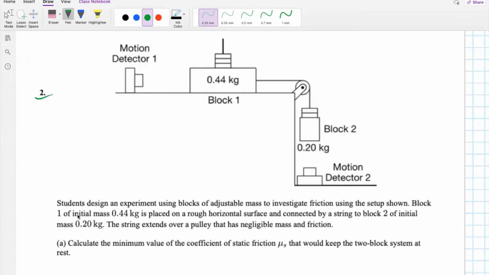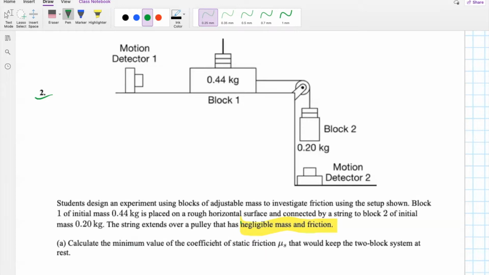Block 1 of initial mass 0.44 kilograms is placed on a rough horizontal surface and connected by a string to block 2 of initial mass 0.2 kilograms. The string extends over the pulley that has negligible mass and friction. So here we do not need to concern ourselves with the rotation or rotational kinematics of the pulley, but we are going to have friction. And it appears that the masses will be changed somewhere along the problem, so we'll need to be careful to notice when that happens.